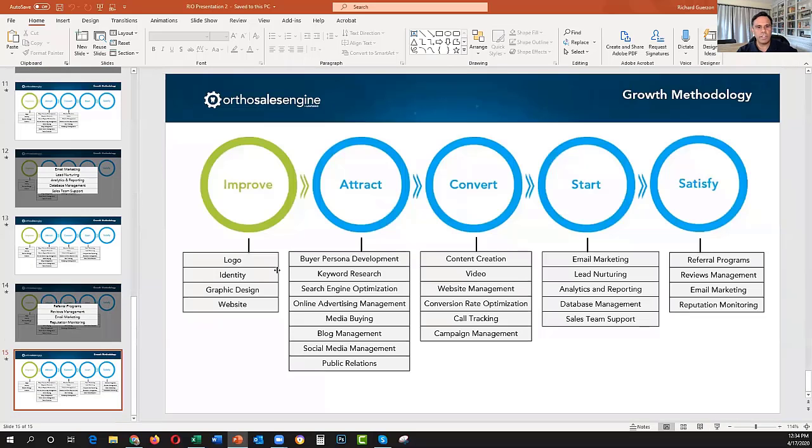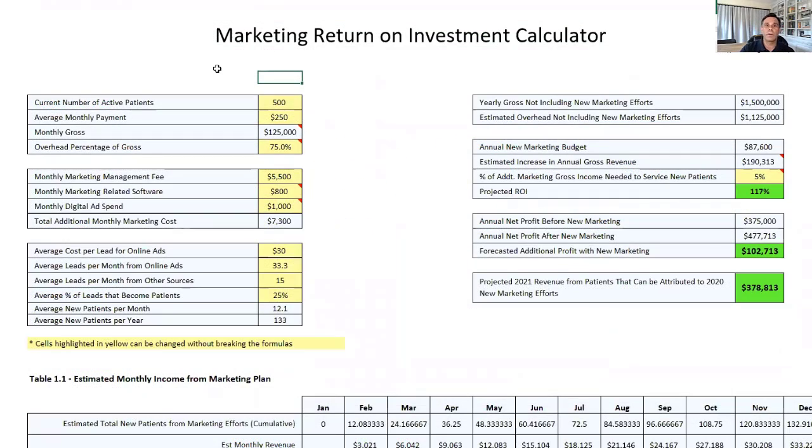All right, so then let's look at the actual calculator. And I believe you'll understand it a lot better now. So you can download this on the Ortho Thrive page if you want to play with it. But let's go over just how it works.